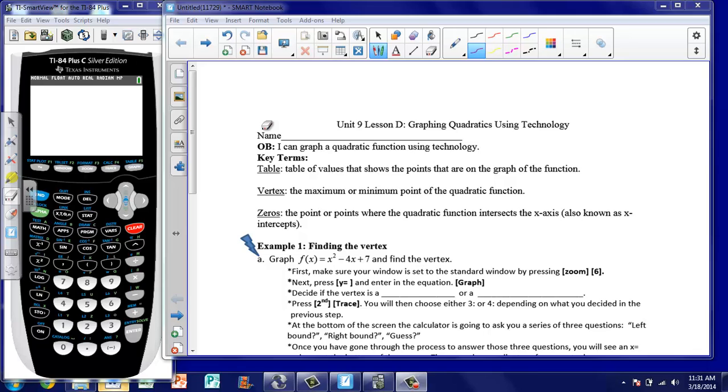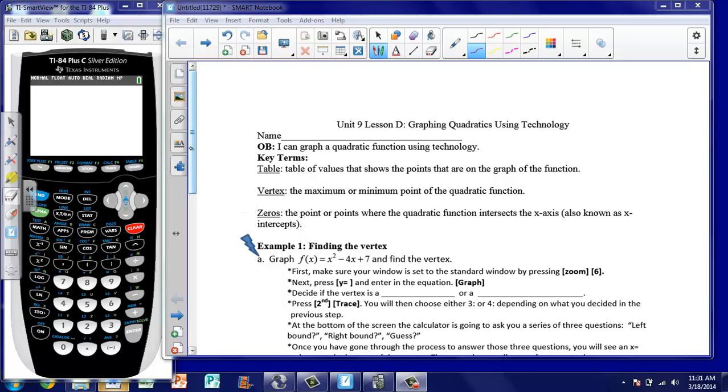These are all terms that we've already talked about in this chapter, but we're going to incorporate them in what we're doing today as well. First is a table. It's a table of values showing the points that are on the graph of the function. Vertex. We know now that the vertex is either the maximum or the minimum point of the quadratic function, depending on which way it opens. Zeros. Zeros are the point or the points where the quadratic function intersects the x-axis, also known as the x-intercepts.